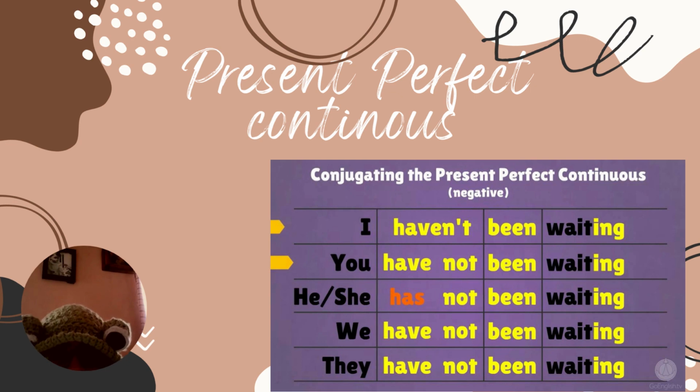Here we have the negative form, because I can find the positive, but as we can see, here are the have, been, and the ing. It is a negative, so it is have not, haven't, or has not, hasn't. We have the been and the ing in all of it.